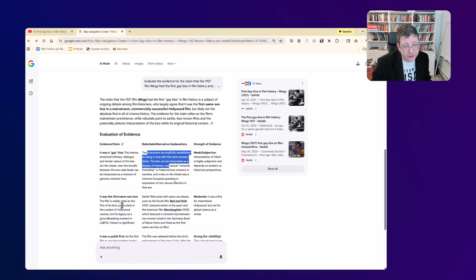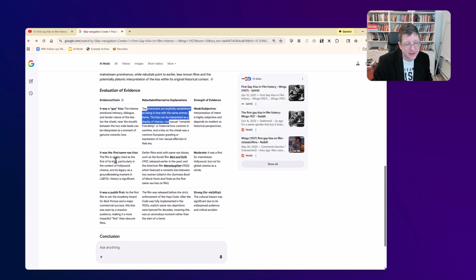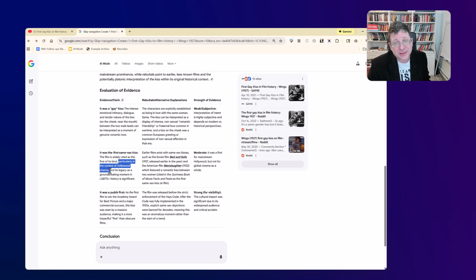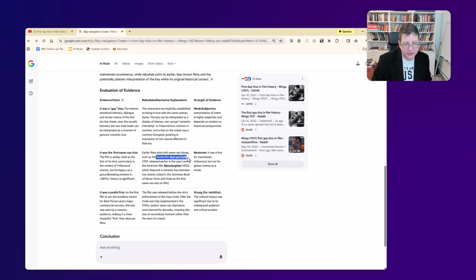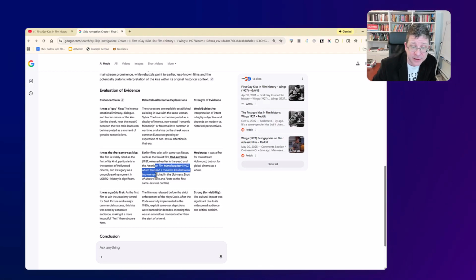Is it the first? It's cited as the first in its time in the context of Hollywood cinema. But Hollywood cinema isn't the cinema of the world, right? We could look at other things here. The Soviet film, Bed and Sofa. Again, we have to know what the context was in these different films. The American film Manslaughter, which is two women, right?